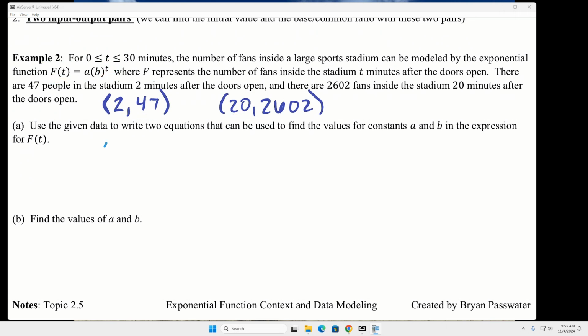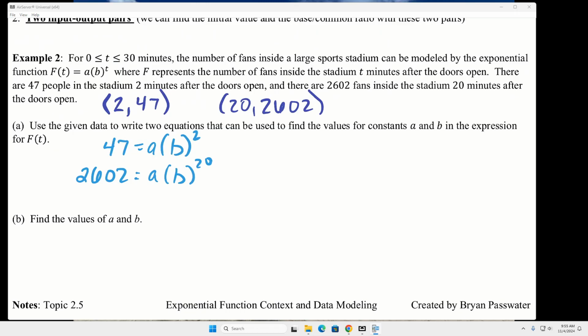And so you would start off with 47 equals A times B to the second, and 2,602 equals A times B to the 20th. And then just like before, it is not okay for you to write f of 2 here. It actually needs to be 47, and it needs to be 2,602. Okay, that gets you a point on the AP exam. Super easy point to earn. You just leave A and B the variables, plug in your input and your output.